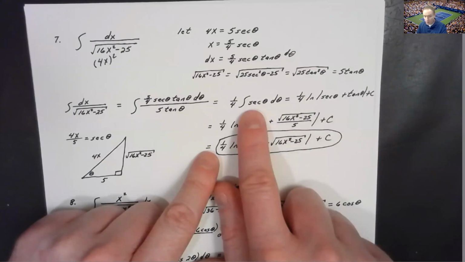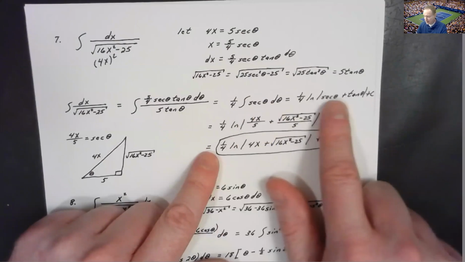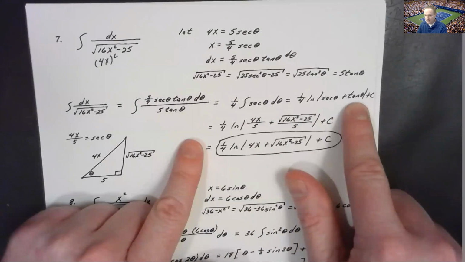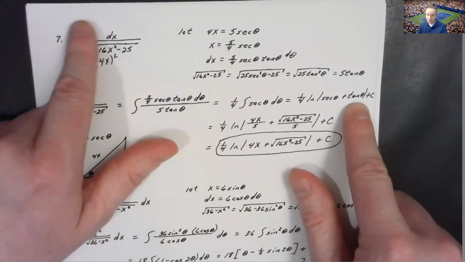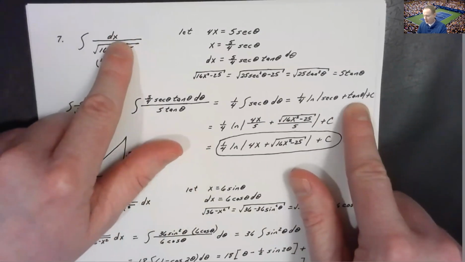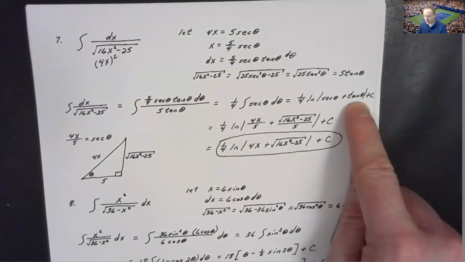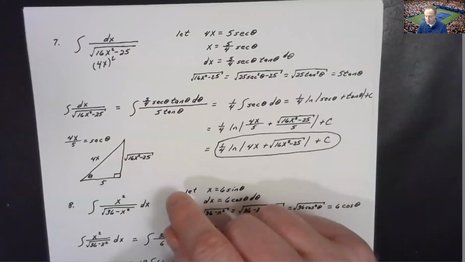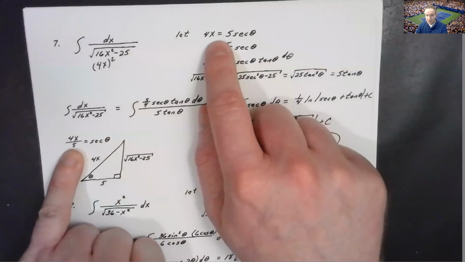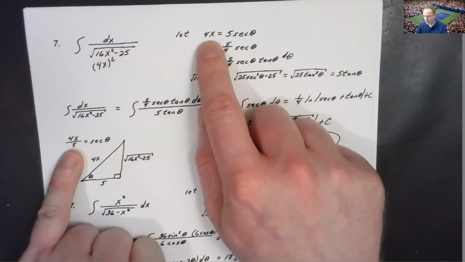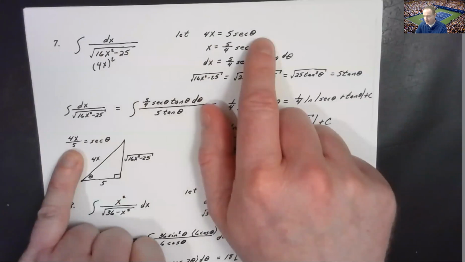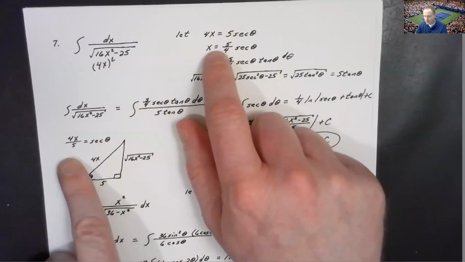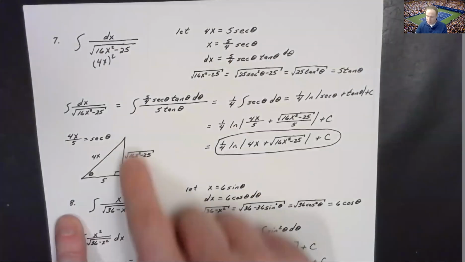Now, we're not done even once you get to that point, because that's the answer with respect to theta. I need the answer with respect to x. So I create a trig triangle. That trig triangle is generated by your initial trig substitution. 4x is equal to 5 secant theta, which means secant theta is equal to 4x over 5. I draw my trig triangle.